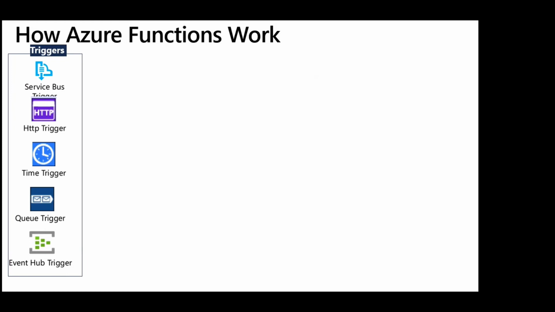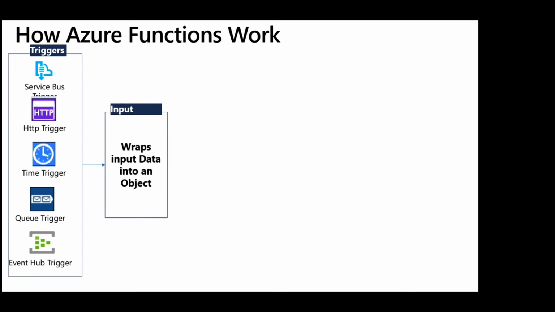You can have a time trigger. So you want to run that job every 5 minutes or every 1 hour, you can time trigger it. You can queue trigger it. Event Hub, you can use it to trigger that. So these are the various sources where you can trigger your Azure function.